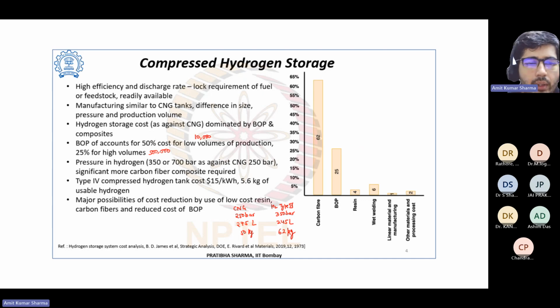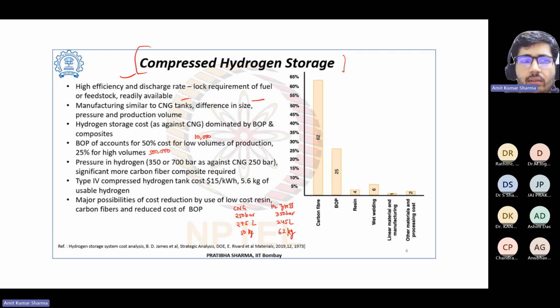Now let's see the compressed hydrogen storage. So we can have high efficiency, high discharge rate. When we are talking about compressed hydrogen, we need a tank that can handle that much pressure, and we can have sufficient volume in that. The manufacturing is similar to CNG tanks, but with differences in size, pressure, and production volume.